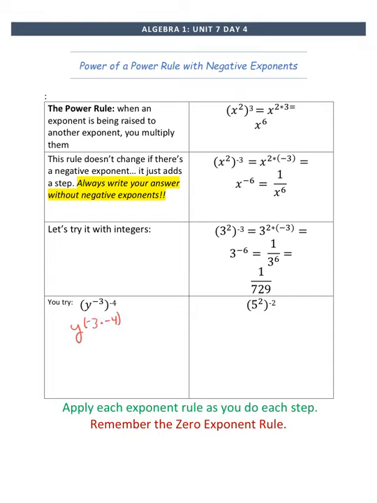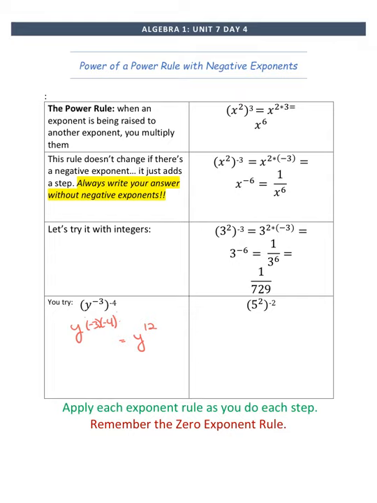I'll write it clearer. I don't like the way that I wrote that. Because there are a couple different ways to do it, and I'm just going to teach you one. Y to the negative 3 times negative 4. It's clearer that way. Equals y to the 12th. Oh, look, there's nothing I have to do. That's kind of cool. That was easy.